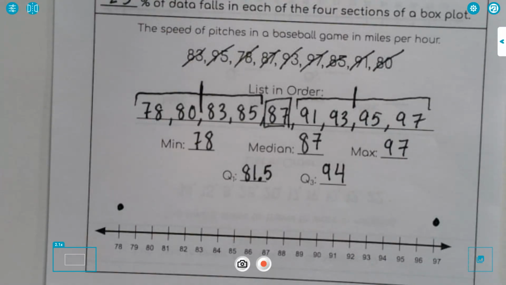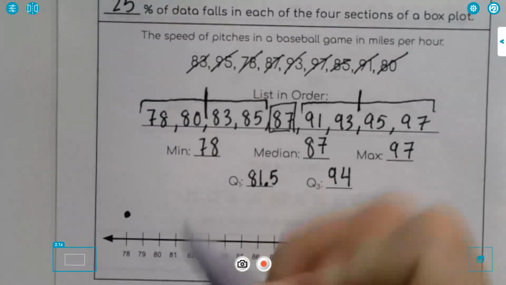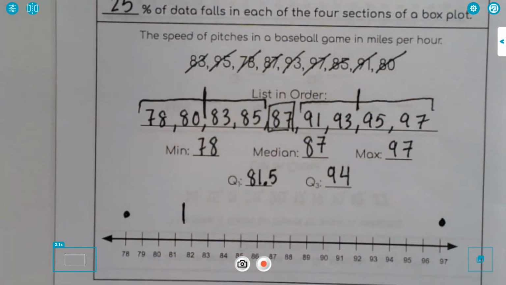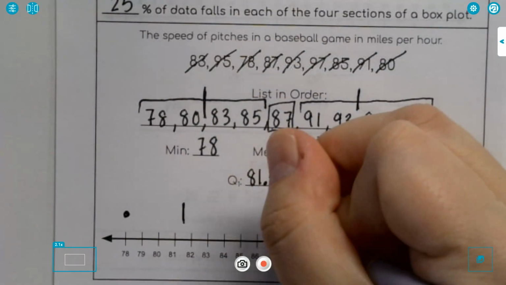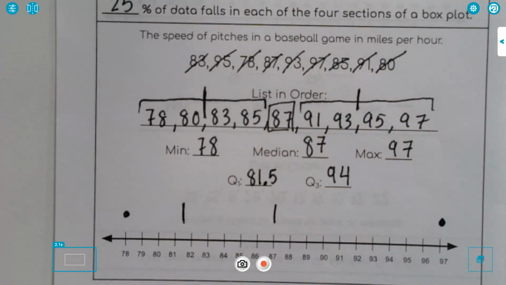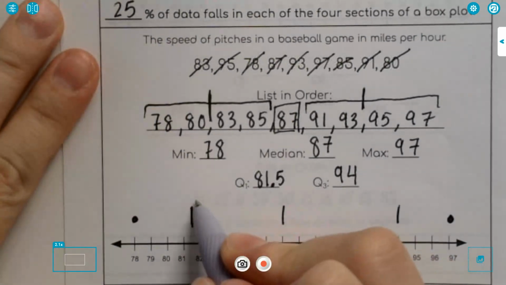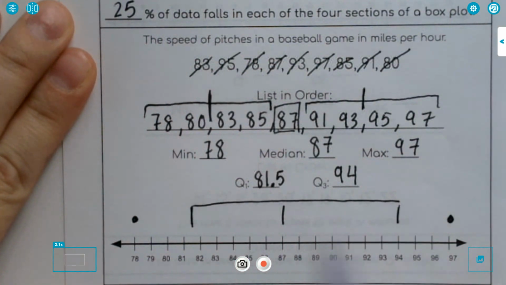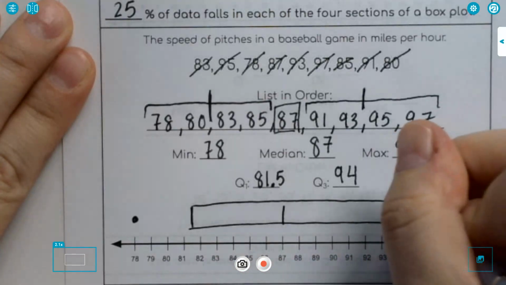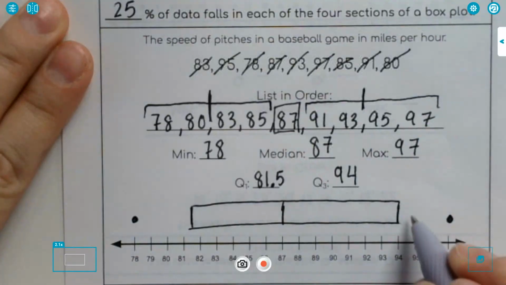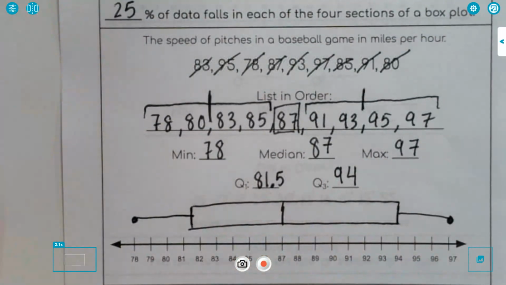Okay, so then we need to graph them. I said we were going to graph as we go, and then I forgot. So put a vertical line in between 81 and 82 to be 81.5 there. And then we put a line above 87. That's going to be the middle of our box. And a line at 94 is going to be the right side of our box. So I like to put my dot, line, dot, and then connect my box and add my whiskers. So I connect my box. And I always have to fill in a little bit. And then add my whiskers. There we go.